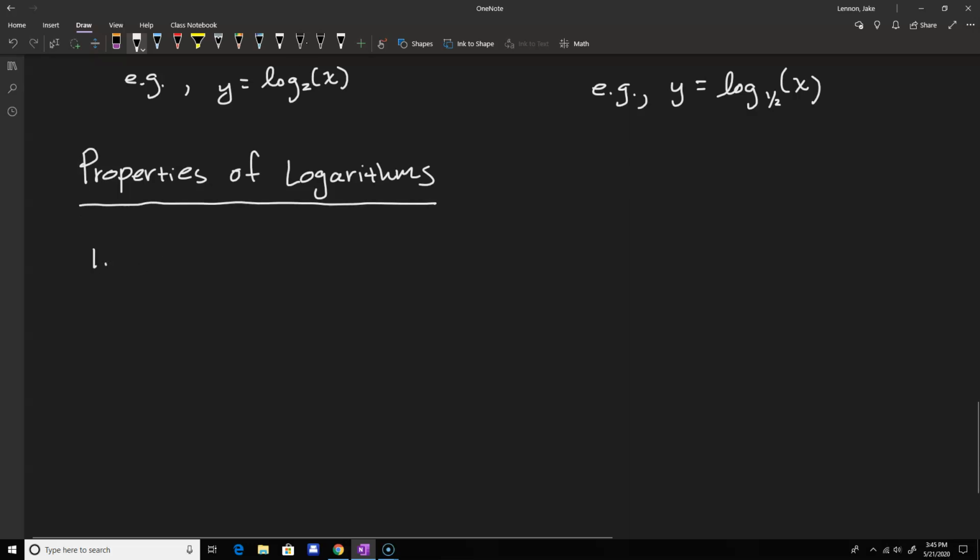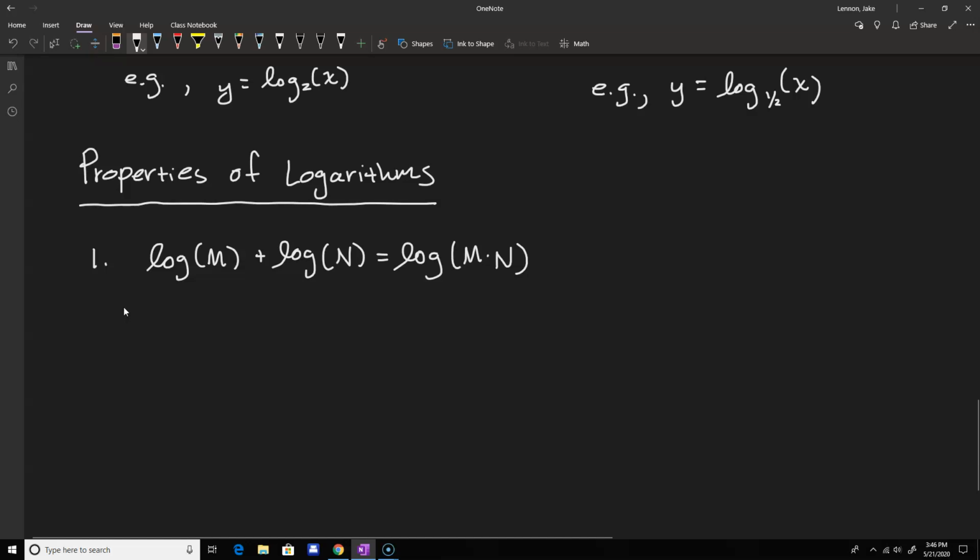So I'm not going to write any base down here, but these properties work so long as the bases match. So the first one is the log of m plus the log of n is equal to the log of m times n. So that could be natural log of m plus natural log of n equals the natural log of m times n. As long as the bases involved are all the same, you can do this.